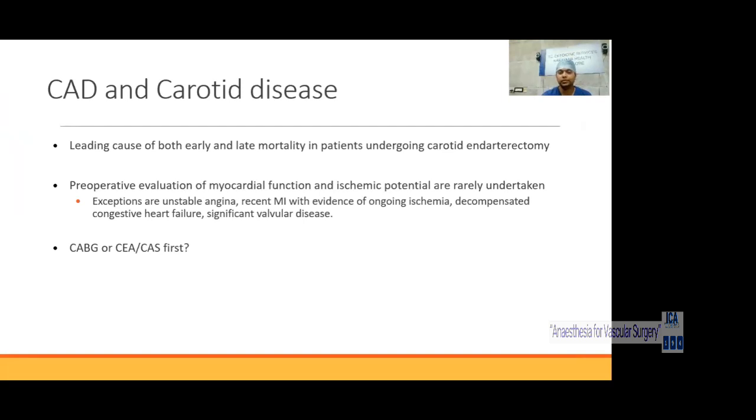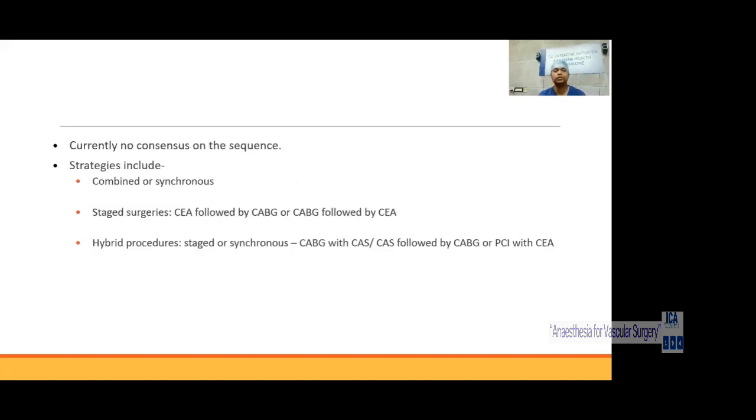Now, in patients who have both coronary artery disease and carotid artery disease, which one to do first, whether to do CABG or endarterectomy first? So there is no consensus on this sequence. Both combined or staged surgeries can be done.